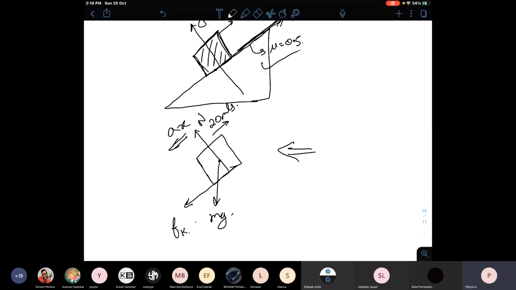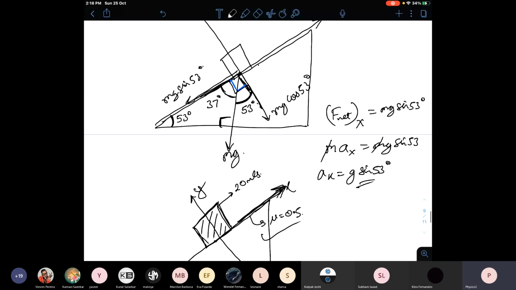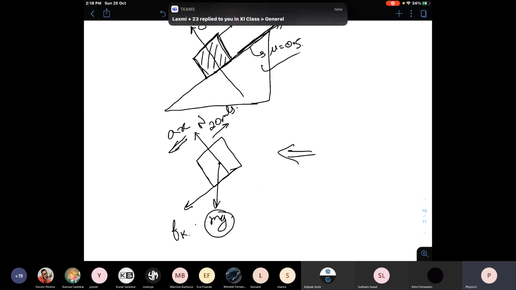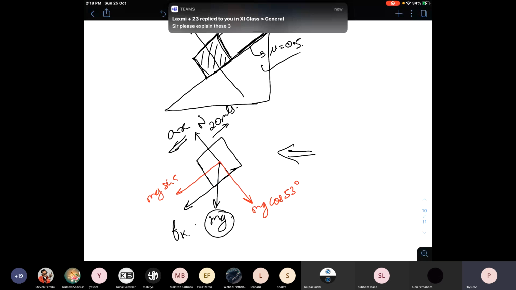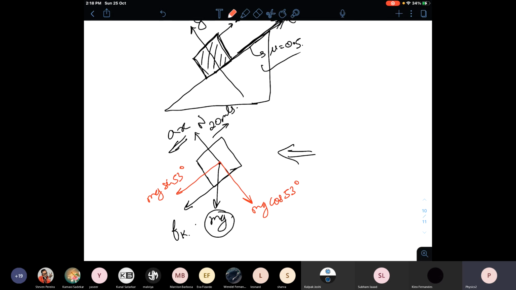You have just seen that I had taken two components of mg: one was mg cos 53, one was mg sin 53. Still the components will remain the same. mg can be written in two forms, mg cos 53 and mg sin 53. Once you have resolved mg, you can remove the force mg from the system like this. So this is my new free body diagram.